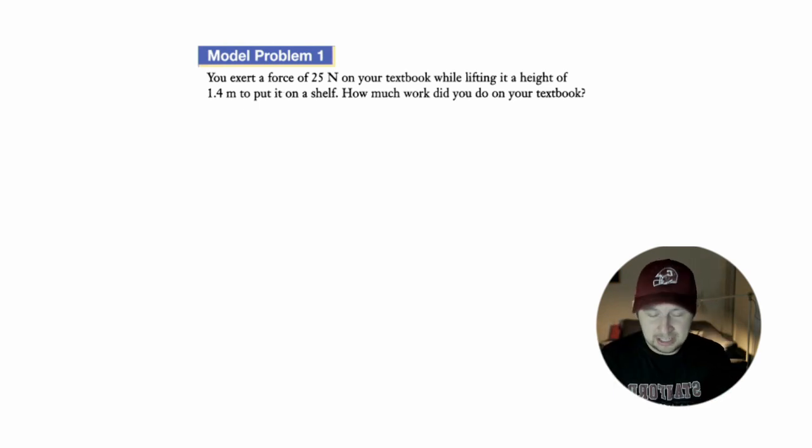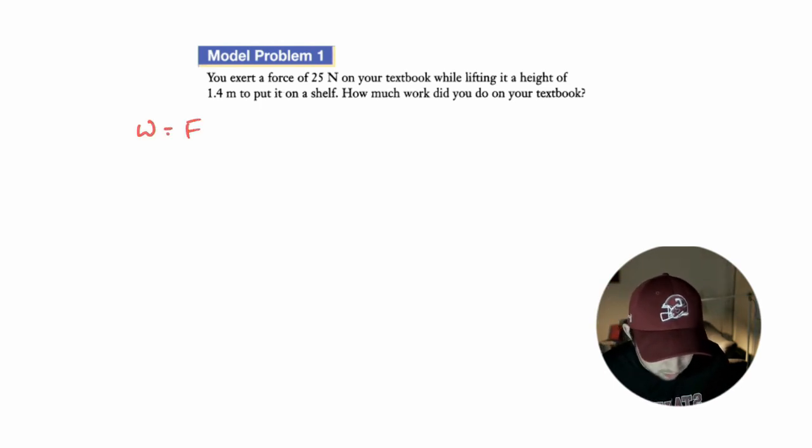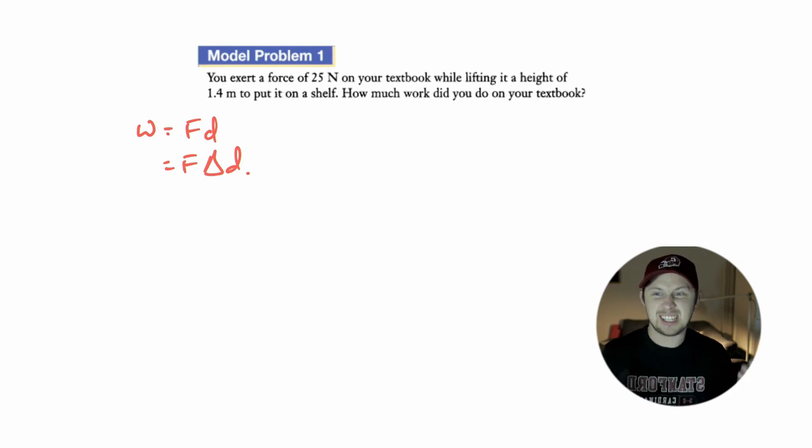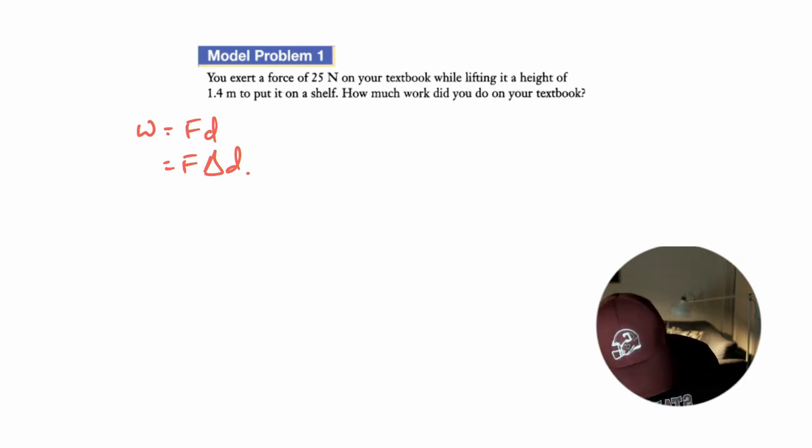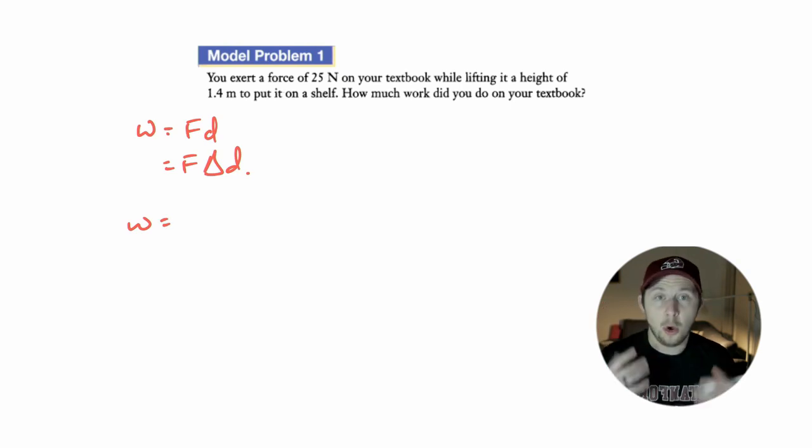So let's break this down. The first thing we want to do, we know this is a work formula, or a work problem. So we're going to write out our work formula. We're going to say work is equal to force times distance, or you could also write it as force times change in distance. Either way is fine. Now, we've got to write out what we've been given. So first things first, do we know what the amount of work that was done on the textbook was?